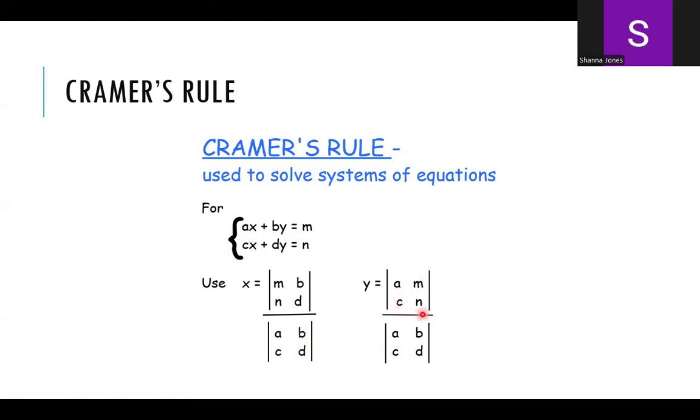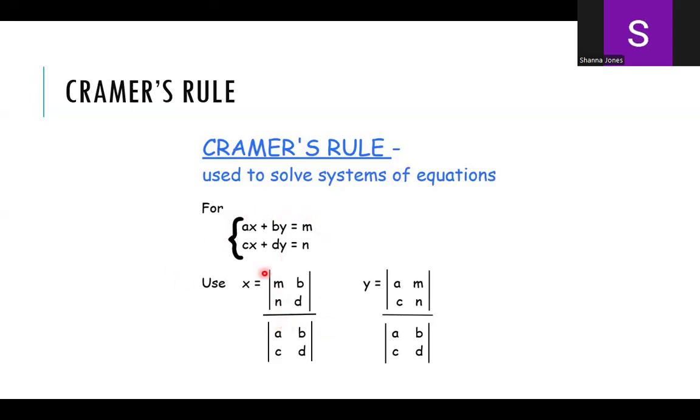Okay, and then on the y, it's the opposite. So since I'm looking for y, I'm going to take the coefficients of my x and put them in the first column. Then I'm going to take my constants and put them in the place of my y. So what you're looking for has the constants. Does that make sense? So here I'm looking for x's. So instead of writing the coefficients of my x's, I'm writing my constants.